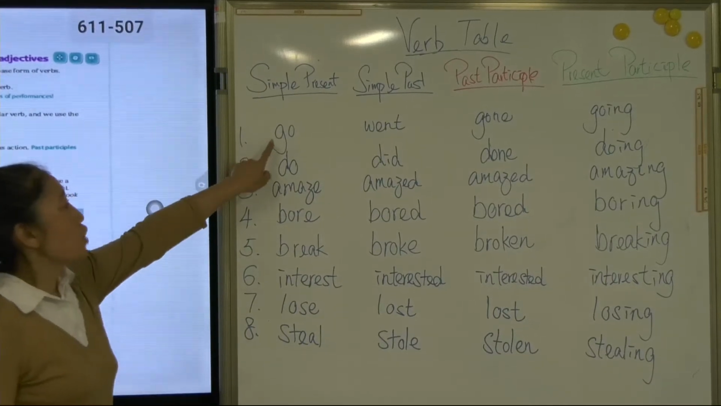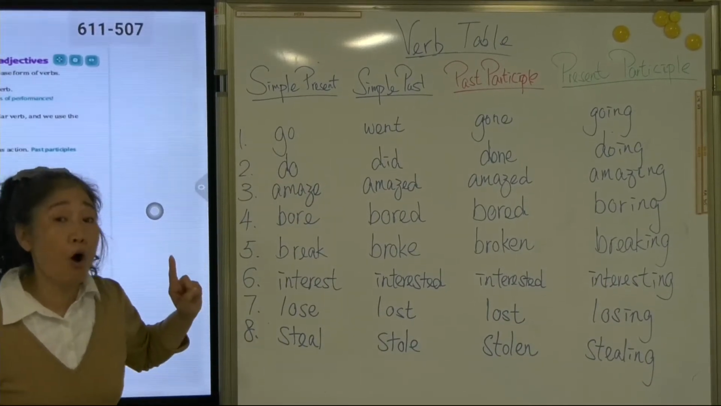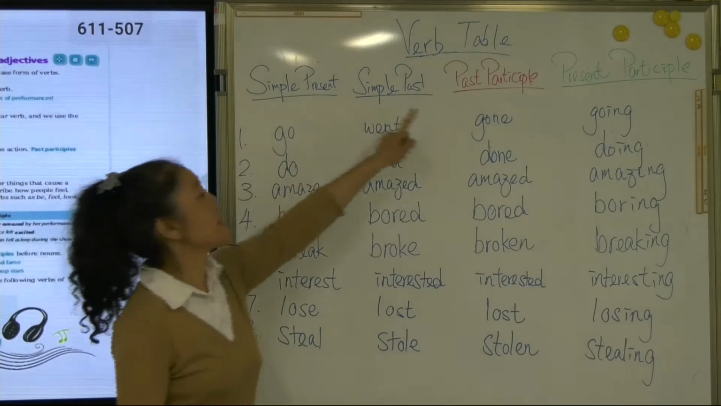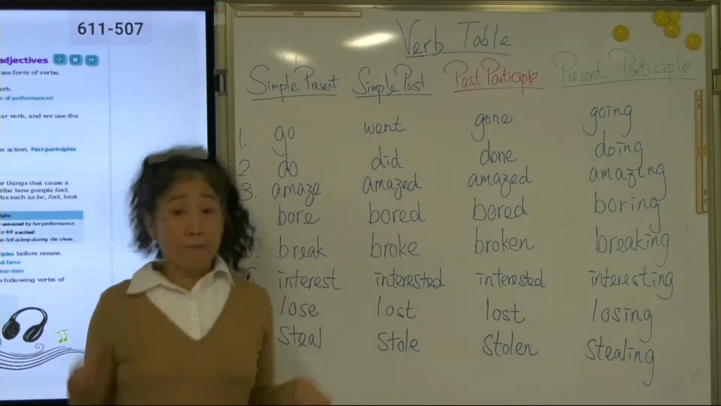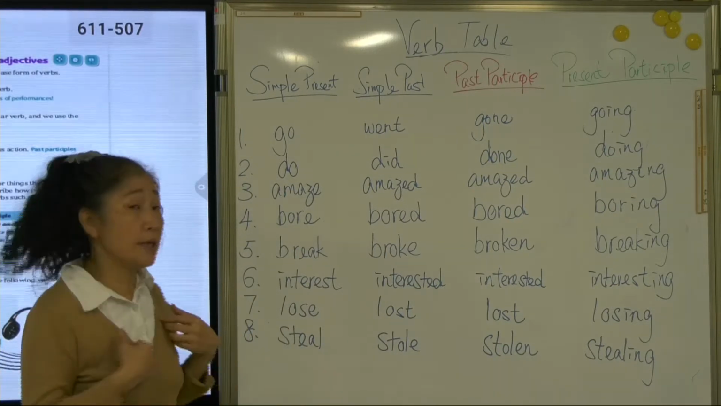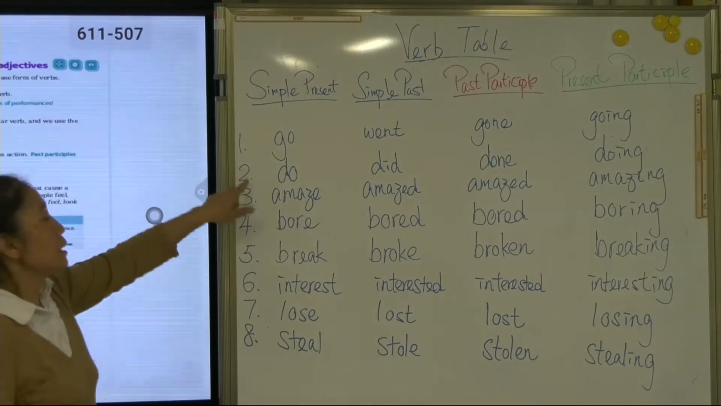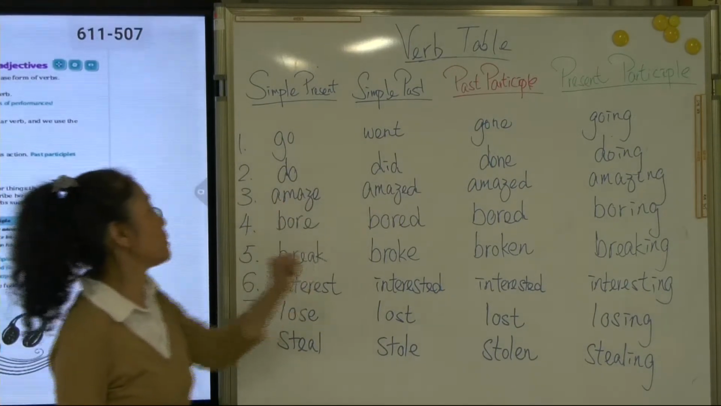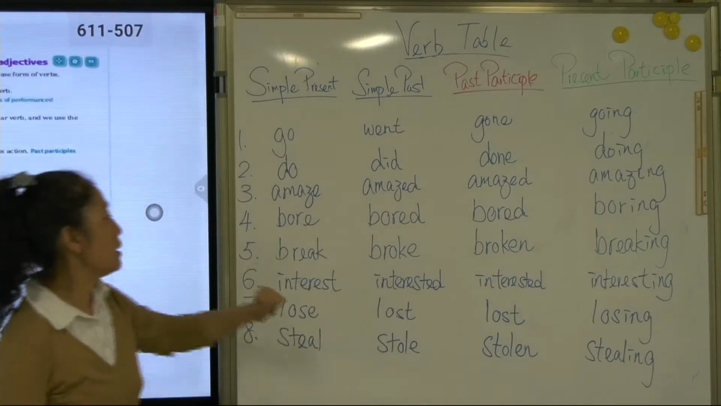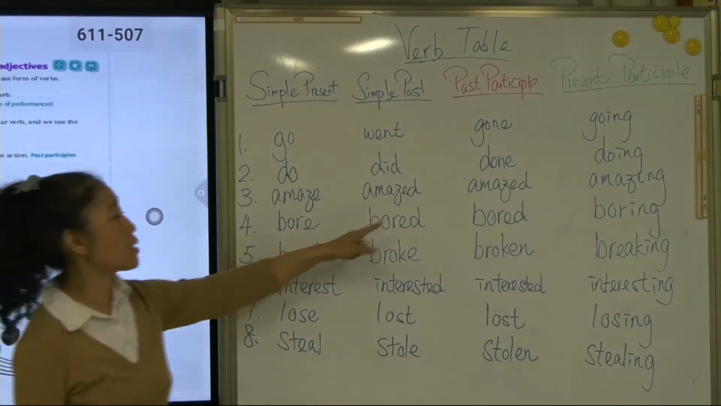This is the base form of the verb. Do you remember? Mr. Leung already taught you. Go, went, gone, going. If you are sitting in front of the camera, please follow me. Let's work out all the verbs. Number 2, do, did, done, doing. Number 3, amaze, amazed, amazed, amazing. Number 4, bore, bored, bored, boring.